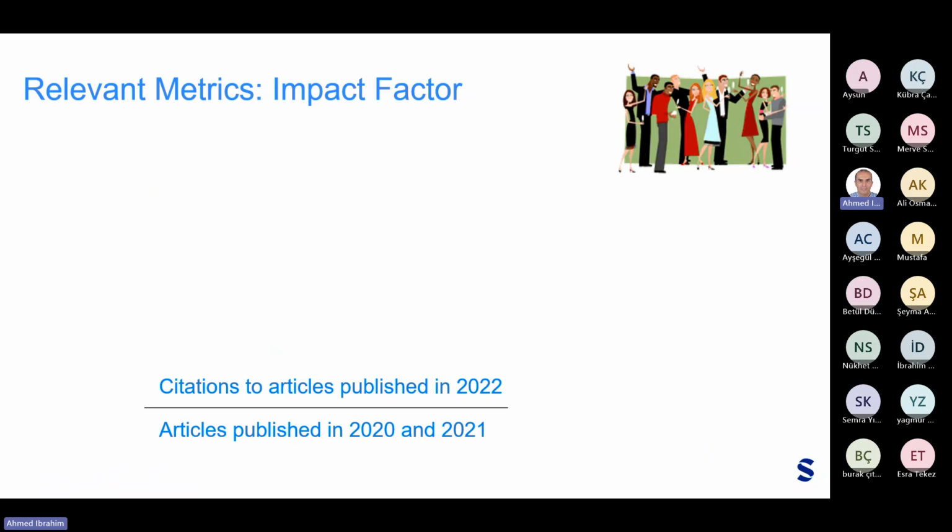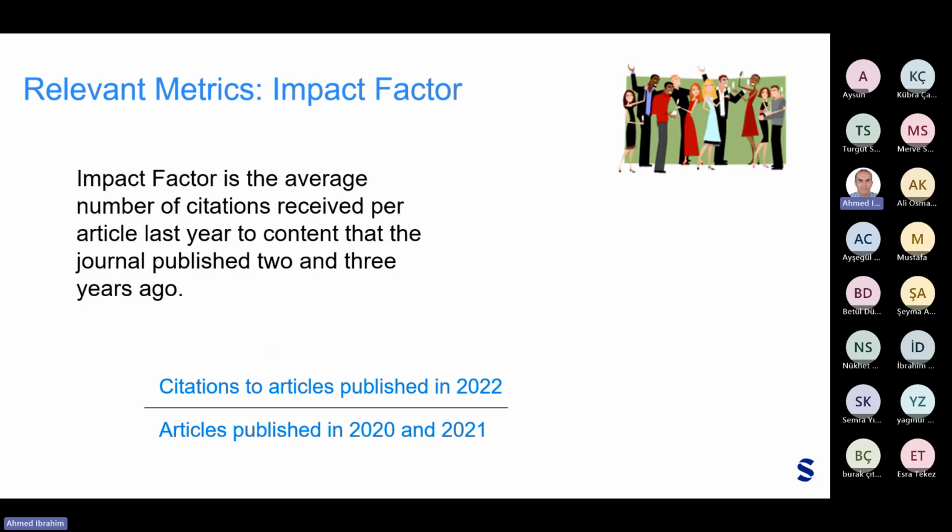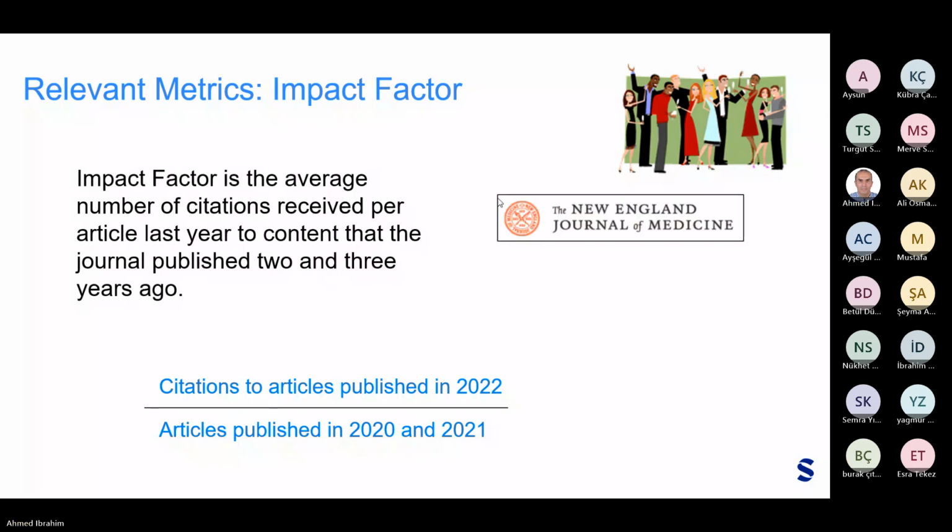We have some other relevant metrics like impact factor. Impact factor is the average number of citations received per article last year to content that the journal published 2 or 3 or maybe 4 years ahead. So if we are in 2024, as an example, it's citations in 2024 to articles published in 2022 and 2023, divided by the articles published in 2022 and 2023. This gives us the impact factor of a journal.